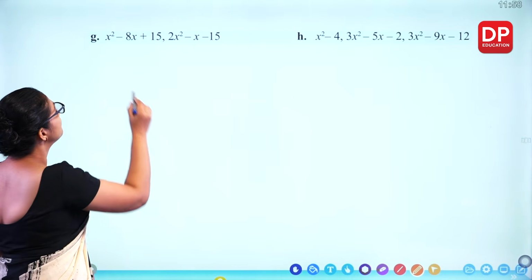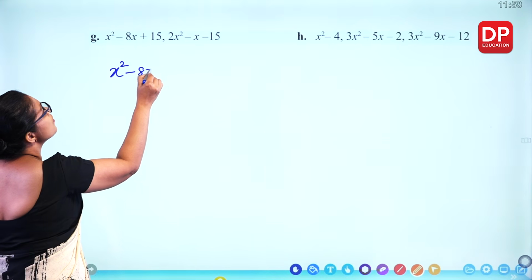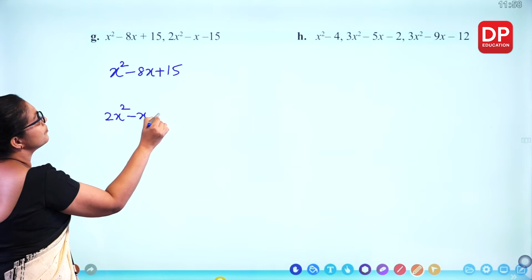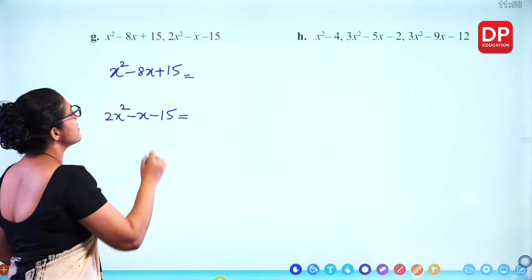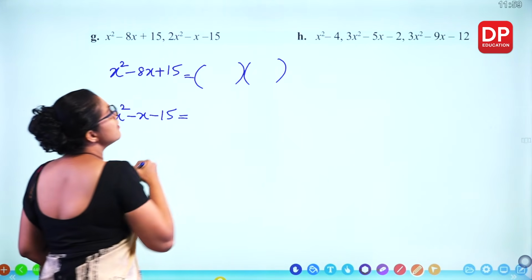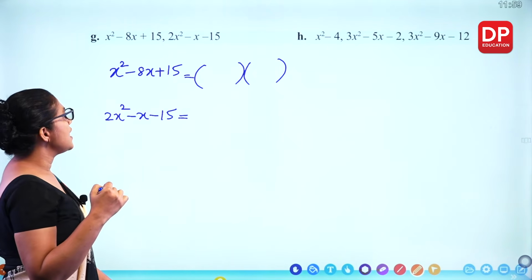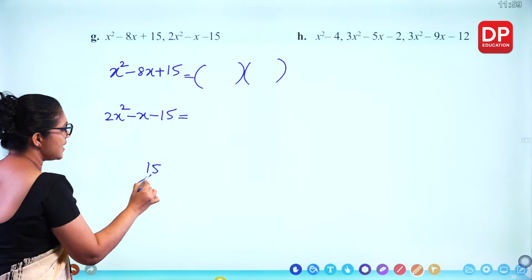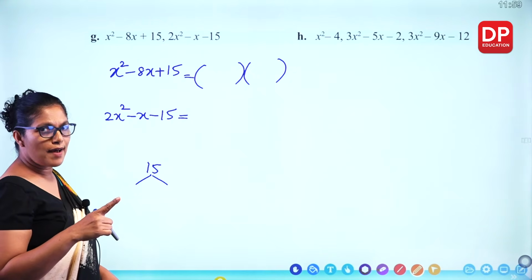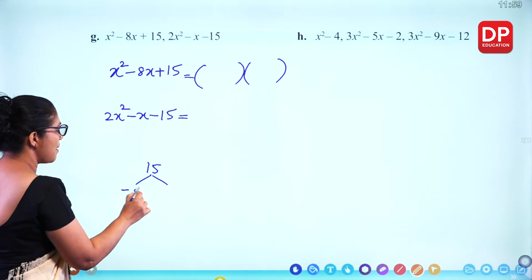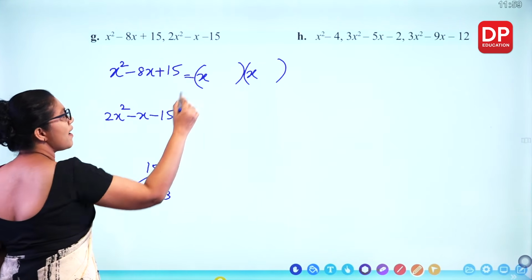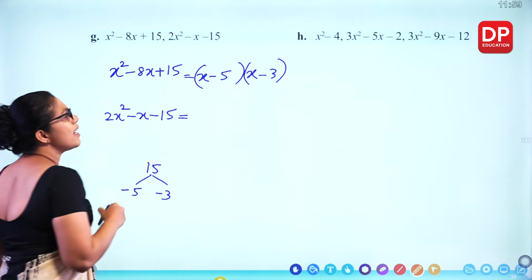Now look at this one. What are these two expressions? Again, quadratic expressions. You need to factorize. This one is easy because the coefficient of x squared is 1. So what are the factors of 15 to get minus 8? Last term is positive and the middle term is negative, means both factors should be minus. So you get minus 5 and minus 3. So x squared, you get x and x. Factors are minus 5 and minus 3.